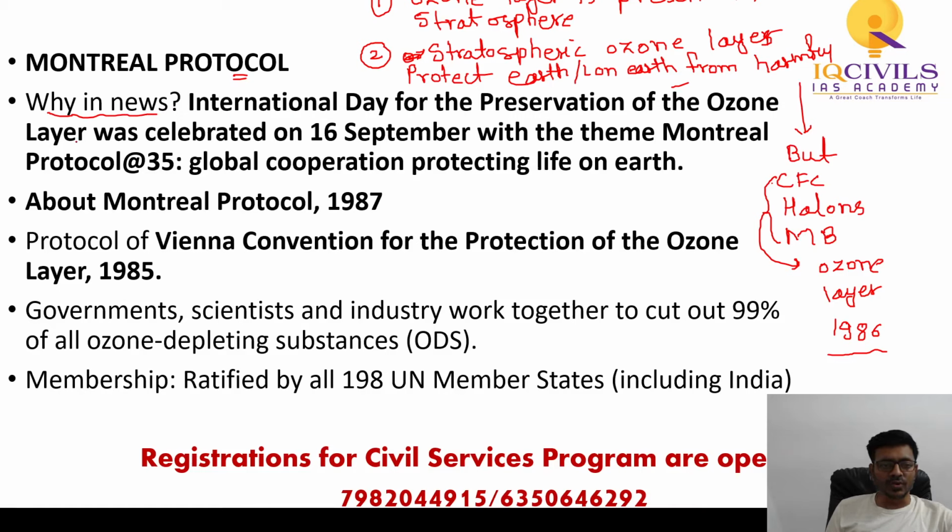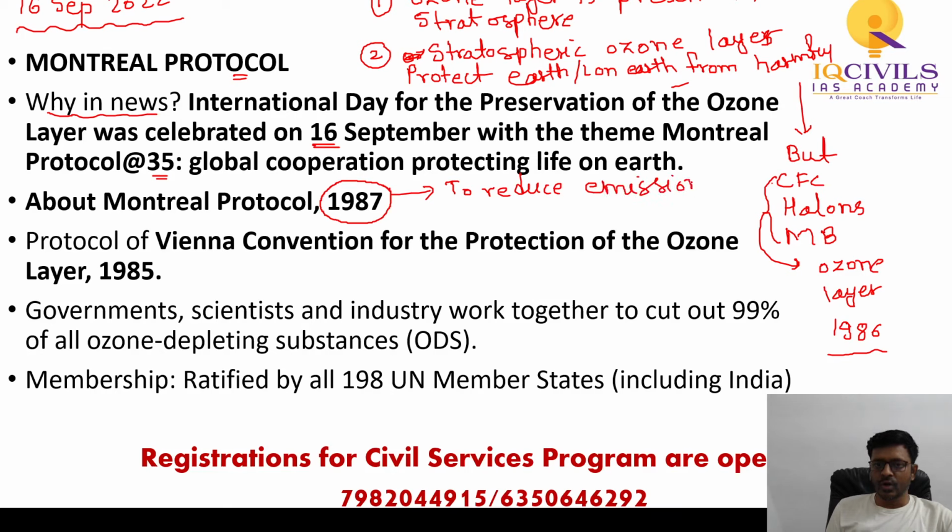International Day for the Preservation of the Ozone Layer was celebrated on 16 September with the theme Montreal Protocol at 35, Global Cooperation for Life on Earth. So we celebrated 35th Ozone Day on 16th of September 2022, and that's why Montreal Protocol came into news. The first fact that you need to remember, Montreal Protocol came into existence in 1986, and the main objective of Montreal Protocol is to reduce emission of ozone depleting substances. We call that ODS. What is the main objective of Montreal Protocol? To reduce the emission of ozone depleting substances.